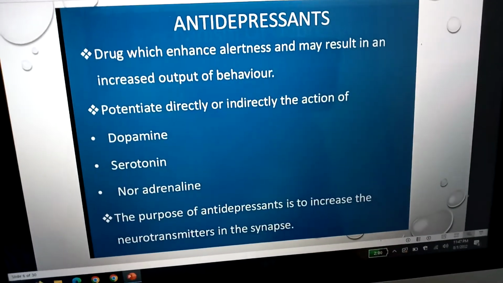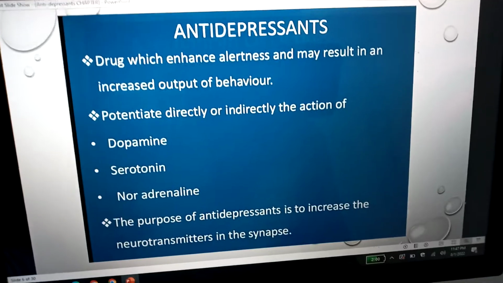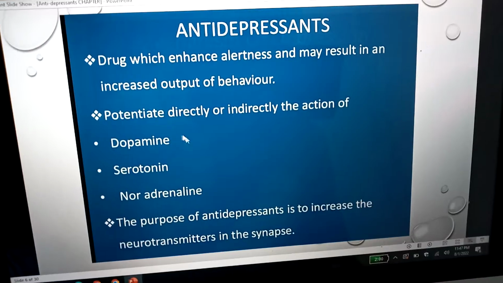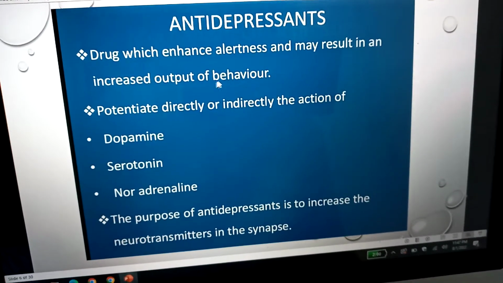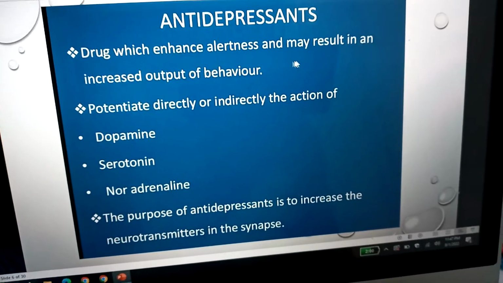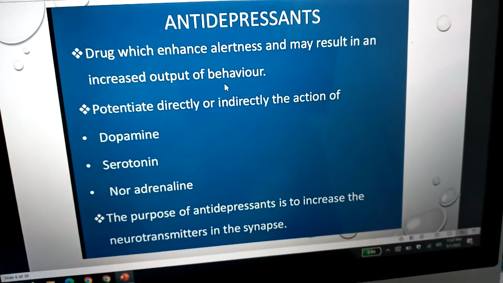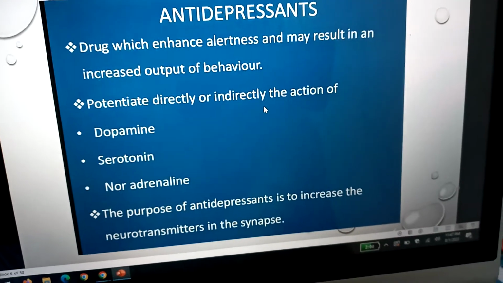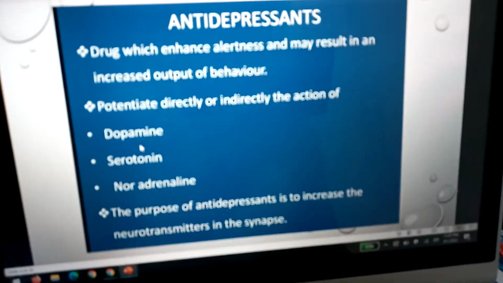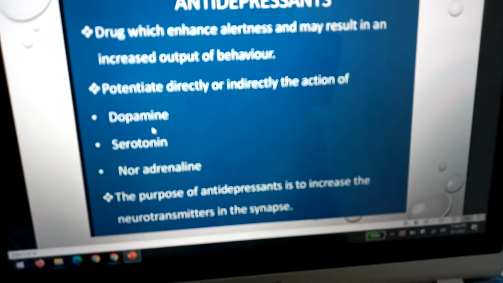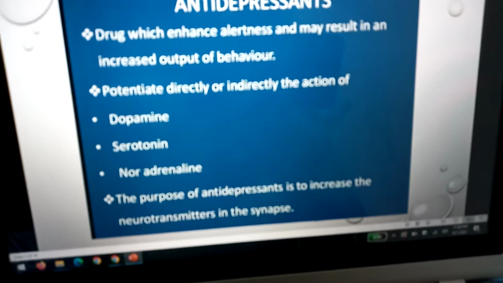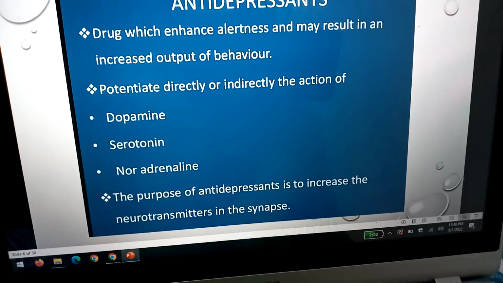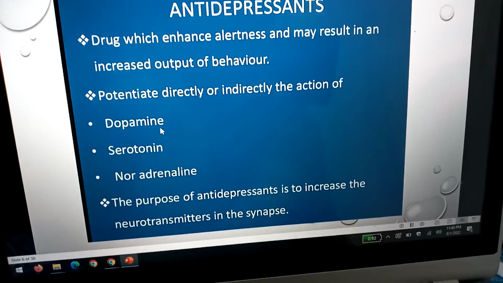Now we will be moving towards the main categorization of antidepressant drugs. What are antidepressants? They are mainly those drugs which enhance alertness and may result in an increased output of behavior. They may increase directly or indirectly the action of neurotransmitters such as dopamine, serotonin, noradrenaline. The purpose of antidepressants is to increase the neurotransmitter in the synapse.